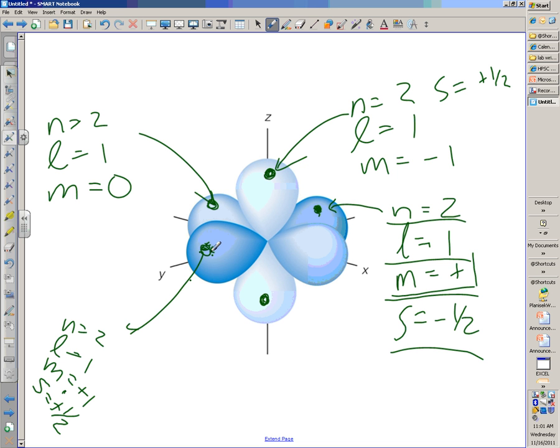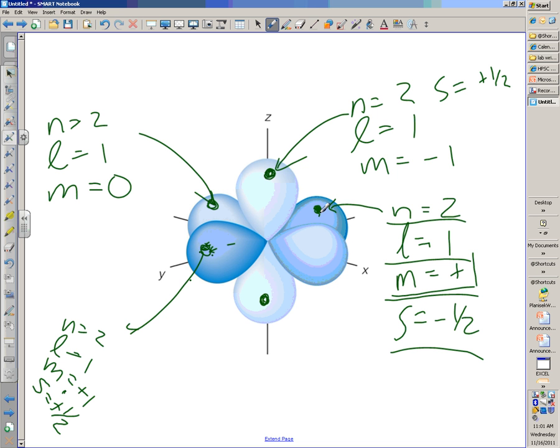So the dark blue is 1 p orbital. This is the second p orbital. This is the third p orbital. The whole figure 8 is 1 orbital. So how many figure 8s are in that picture? There's 3 figure 8s, which means there's 3 orbitals in that picture. These 2 are the same orbital. Those 2 electrons exist in the same orbital. That's why they have the same M value, because that tells you which of the p orbitals you're in.